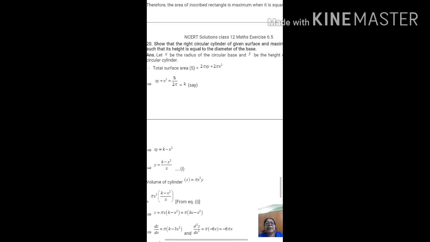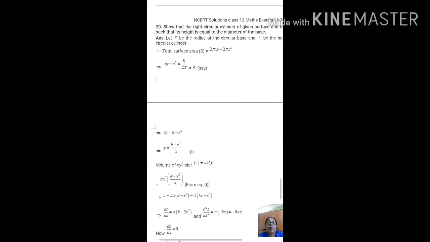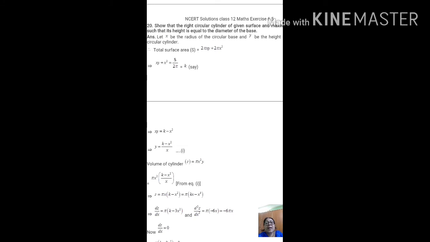Next we have another important sum, just check it. Show that the right circular cylinder of a given surface and maximum volume is such that its height is equal to the diameter of the base. That we have to show here. So the surface area formula for a cylinder is 2 pi rh plus 2 pi r square for the circular bases. Here we have considered the radius as x and the height as y.